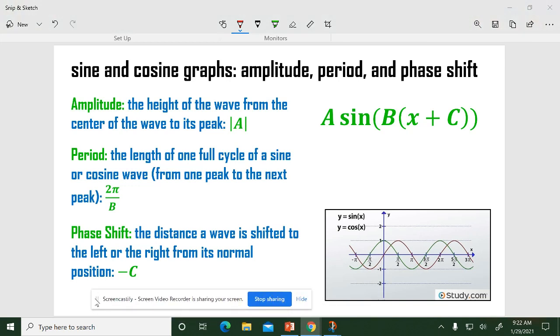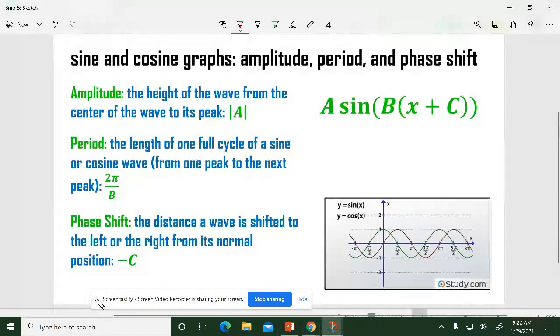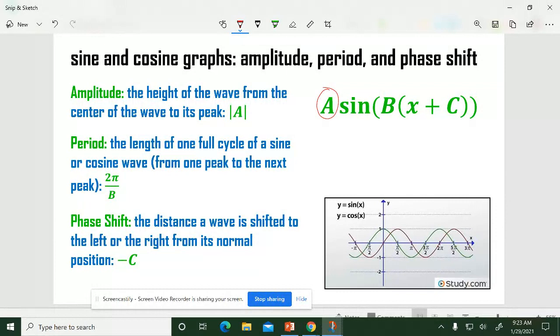Now you've had a chance to look at some graphs of sine and cosine functions. We're going to talk about some characteristics of these graphs. And the first thing we're going to talk about is the amplitude. What you probably noticed doing this last assignment is that when you put a coefficient in front of the sine or the cosine, that affects the height of the wave. It makes it taller or shorter.